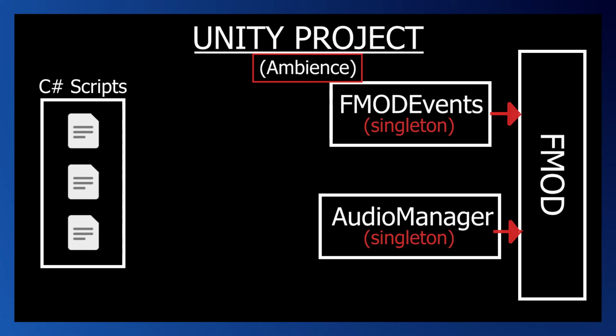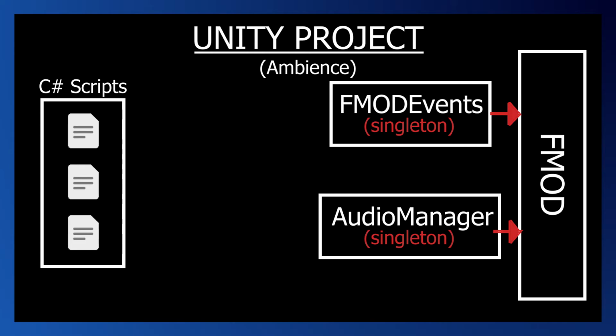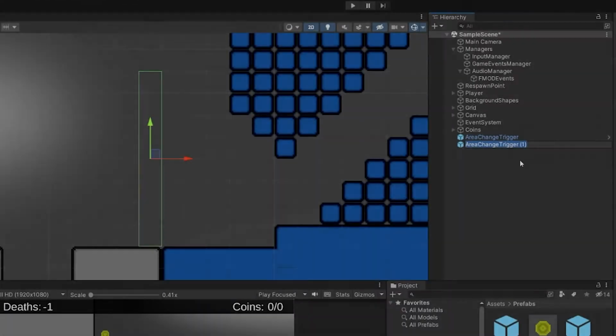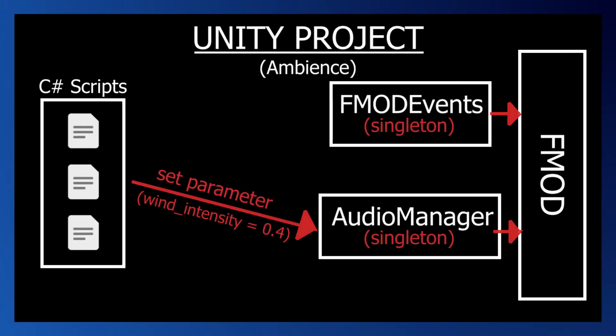And next, for ambience, we'll have a single event that represents the ambience for the entire scene, and then when the audio manager starts up, it'll create an event instance and then start playing it automatically. Then we can control that ambience event through the use of parameters by adding trigger areas in the scene, where when the player enters a trigger area, we'll inform the audio manager to change a parameter for the ambience event.